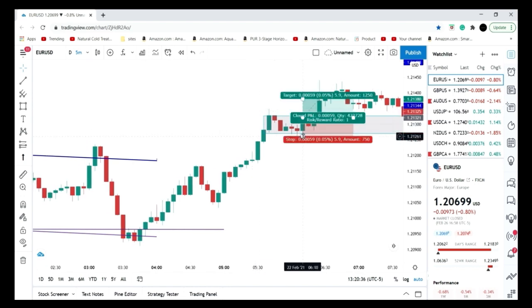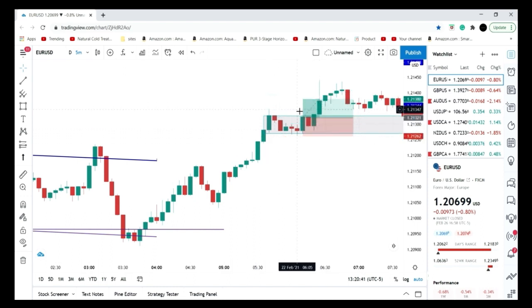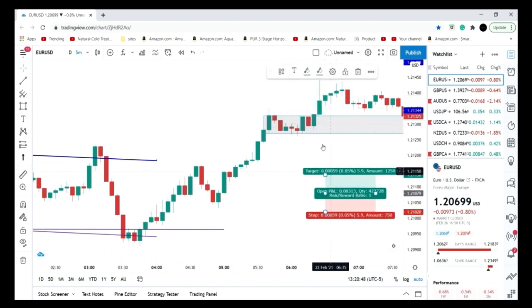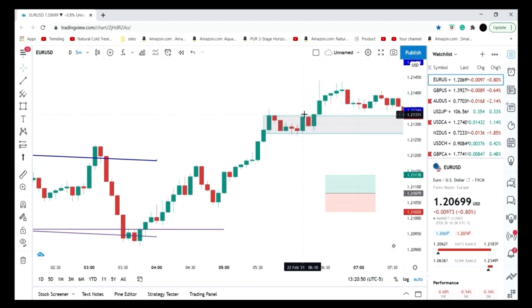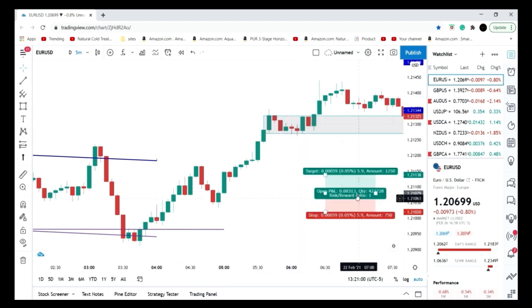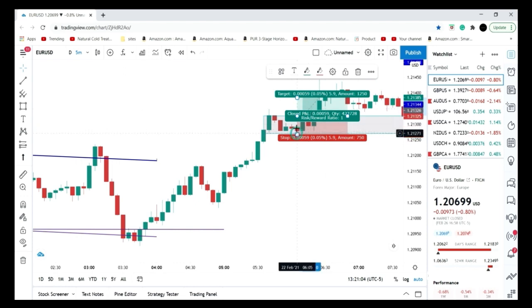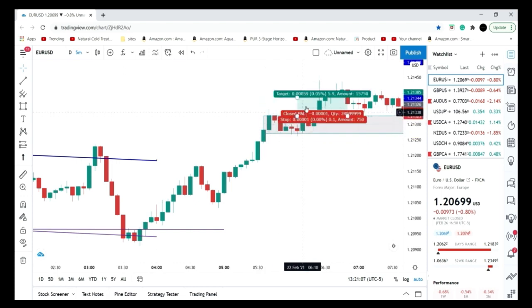But in general, once it goes up 1-to-1, you move up your stop loss. Break even is basically where you enter. So this right here is your entry, as soon as price goes above this bar. Your stop loss is above here. As soon as price goes 1-to-1, you move your stop loss to break even, which is your entry, and if it comes back, you get out for a break even.